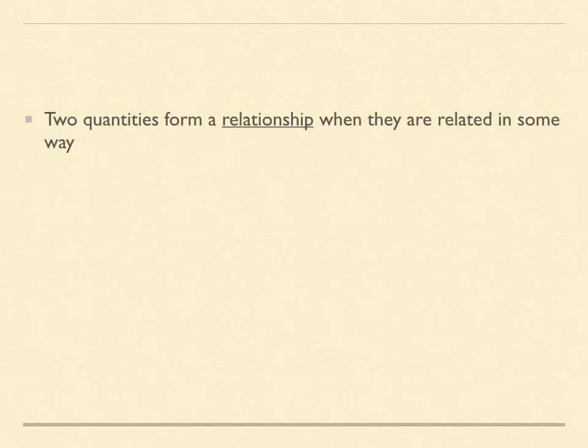So two quantities form a relationship when they are related in some way. So think about it. We have two things that are related, making a relationship. The key word there is relate. Okay, so we can't just say, oh, there's a relationship because we say there is. You have to prove that. And that's something you'll see if you read a lot of news articles, is that cause does not always determine effect. Okay, so you have to be sure that there's a relationship between two quantities before you say they are related.